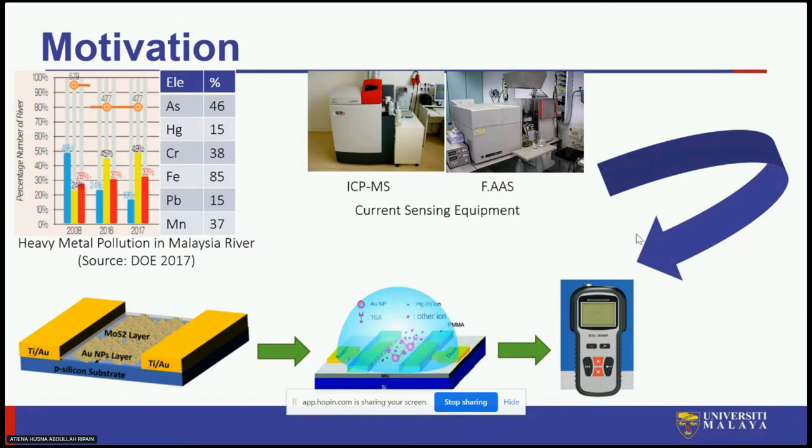The figure on the left here shows the data from the Department of Environment 2017. It shows the heavy metal pollution in Malaysian rivers. This heavy metal has become a serious environmental issue due to our rapid development and also water piping contamination. And as you can see here, the highest heavy metal element is arsenic, which is 46%, and the least are mercury and plumbum. So in this work, we just want to have a very low contact resistance.